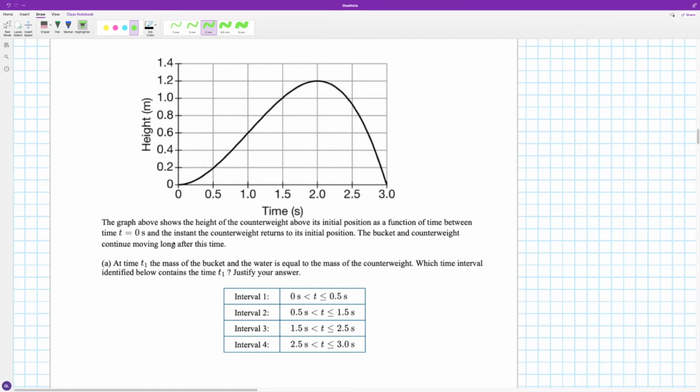So let's see here. The instant the counterweight turns to its... So that's my concern here. They say the bucket and the counterweight continue moving long after this time.